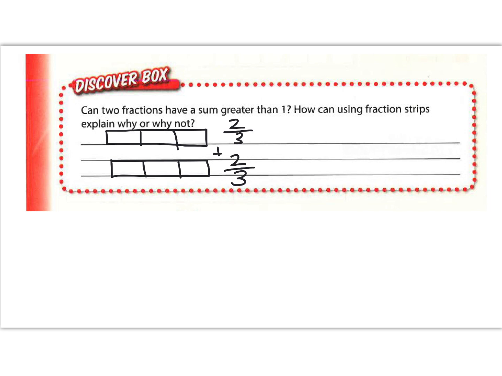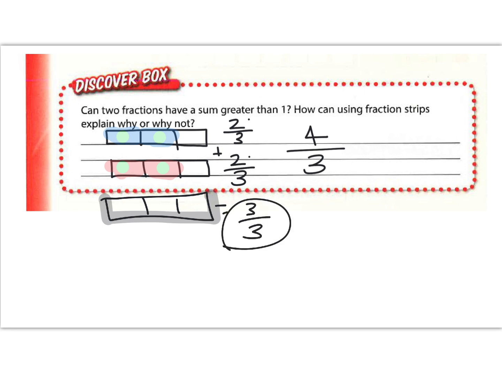Well, we know that the denominator stays the same, and then we add the numerators. 2 plus 2 is 4. If we shade this in, 2/3, 1, 2, plus 2/3, 1, 2, gives us a total of 1, 2, 3, 4/3. And then we can see, though, that one whole is 3/3. So 4/3 is more than 3/3. So using fraction strips can easily show you that it is more.